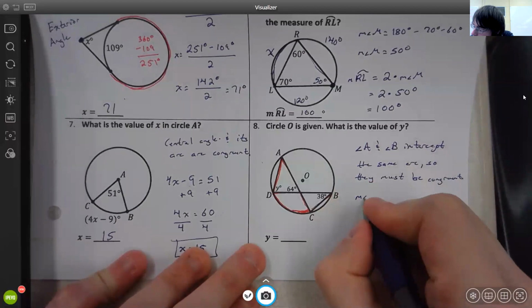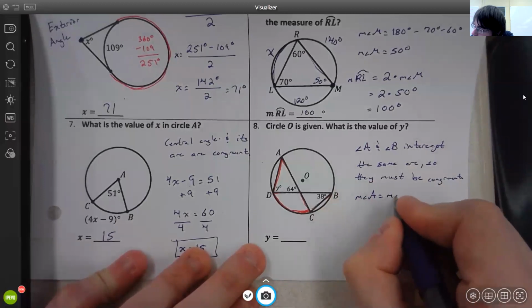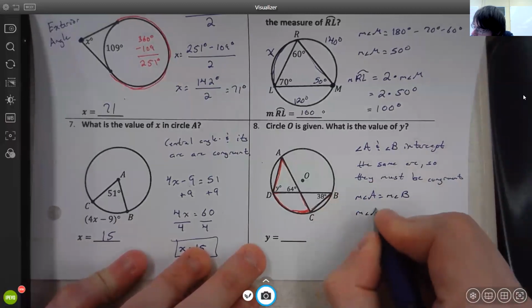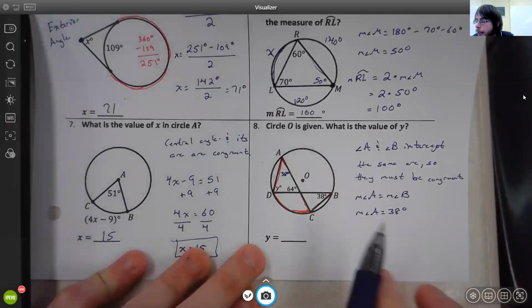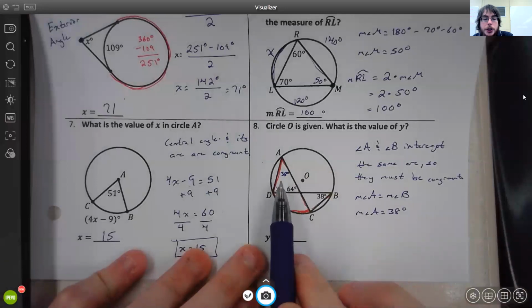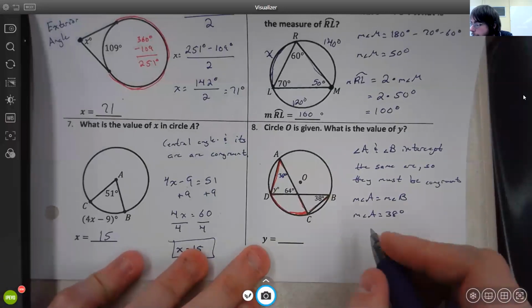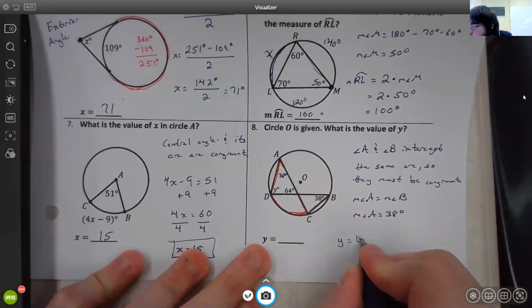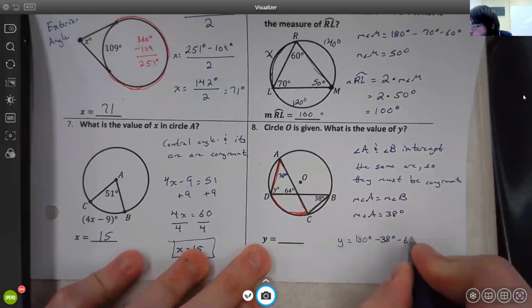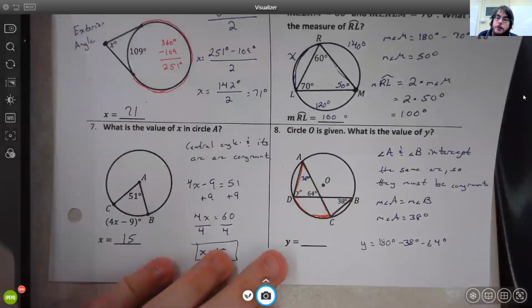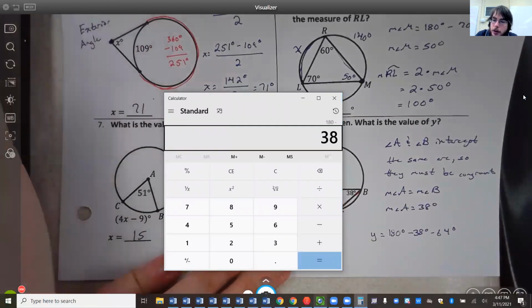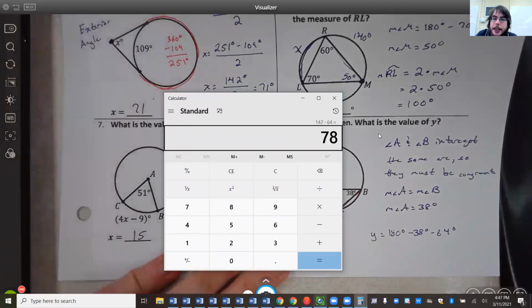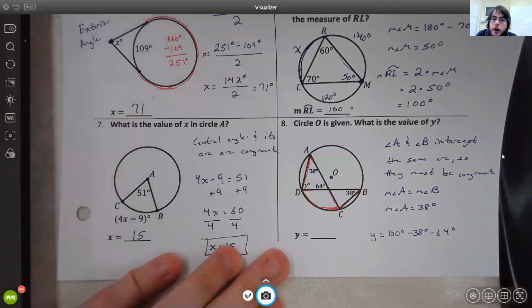So that means the measure of angle A has to equal the measure of angle B. So angle A has to equal 38 degrees. Now that you know both of the other angles in the triangle, you can find y. So y is equal to 180 minus 38 degrees minus 64 degrees. And just to make sure I'm doing my math right, you get 78 degrees for y.